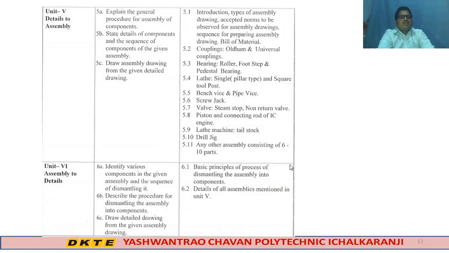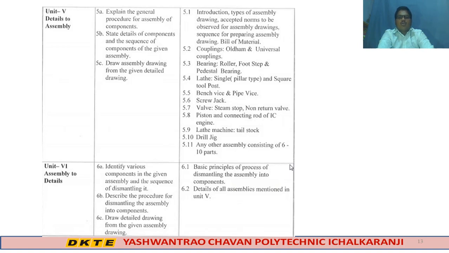Second last chapter is the details to assembly drawing. In this they will provide a detailed drawing and ask you for assembly. Means you can make assembly from detailed drawing. In that we will learn the Oldham's and universal coupling and bearing. In that bearing, roller bearing, footstep bearing, pedestal bearing, and related to lathe machine, single and square tool post we will learn here. How to make assembly of these, and different vices we learn here.